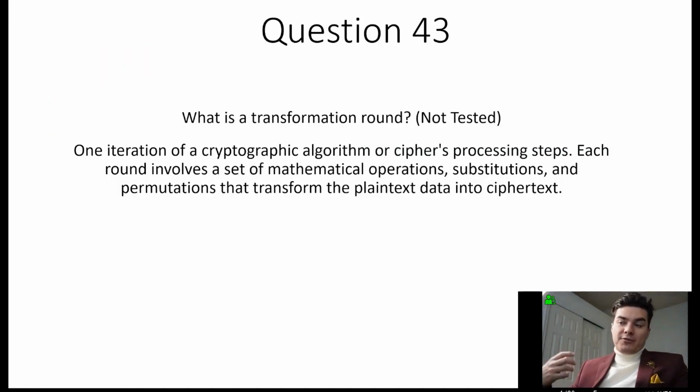So what is a transformation round? I felt like this is important because when you're reading the question, you should understand what it's asking here. A transformation round is one iteration of the cryptographic algorithm or cipher processing steps. Each round involves a set of mathematical operations, substitutions, and permutations that transform the plain text into ciphertext.